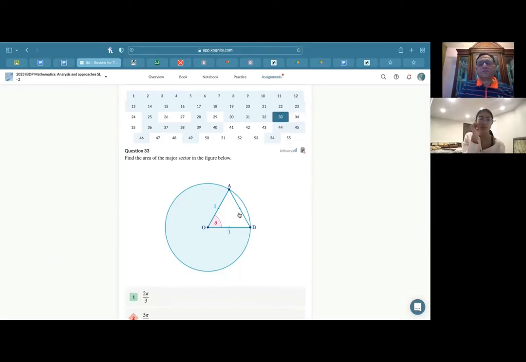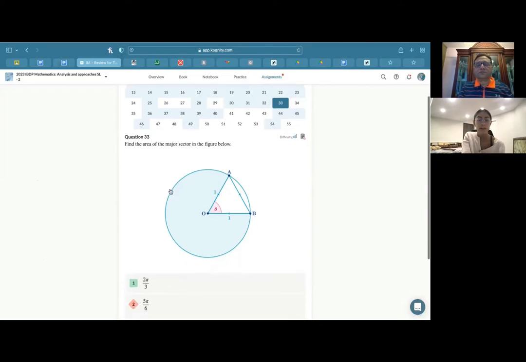Shall we do this one? Find the area of the major sector in the figure below. This sector. The major sector is that, and you would have to find the angle. Do you see the angle? Because this is an equilateral triangle, it is 60 degrees, not 1 radian. Correct? Theta is 60 degrees. Do you see that?